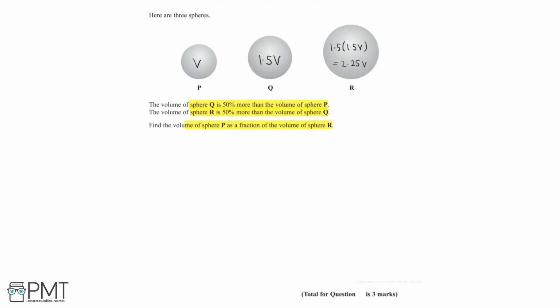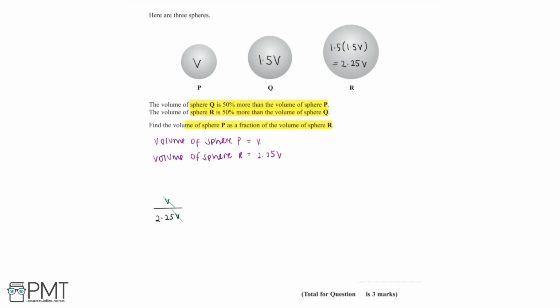Now we're asked to find the volume of sphere P as a fraction of the volume of sphere R. We know that the volume of sphere P is equal to V, and the volume of sphere R is equal to 2.25 V. And so to find the volume of sphere P as a fraction of the volume of sphere R, we can say that the fraction is equal to V over 2.25 V. Now we need to simplify this. We can see that the V's are going to cancel out.